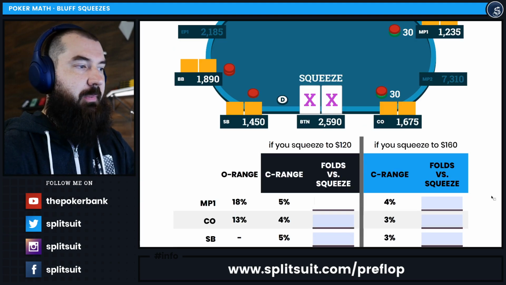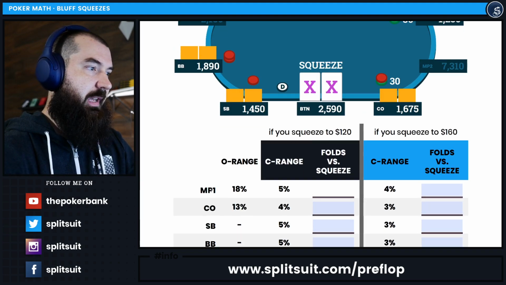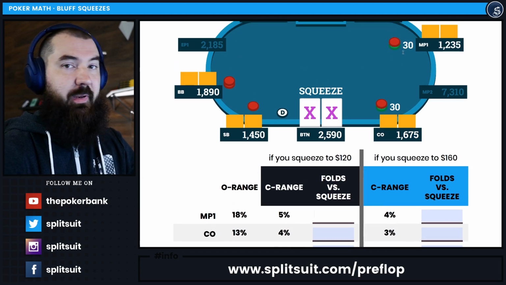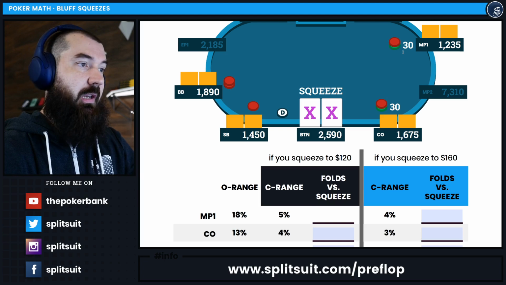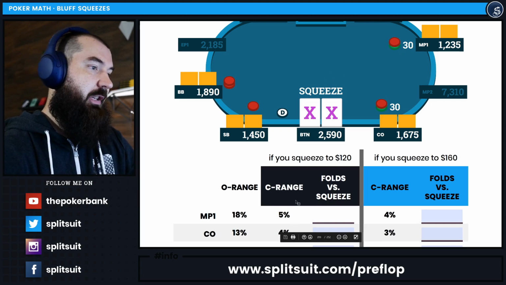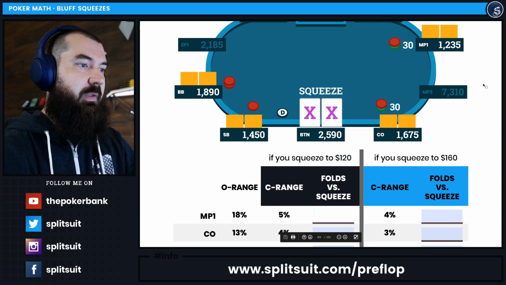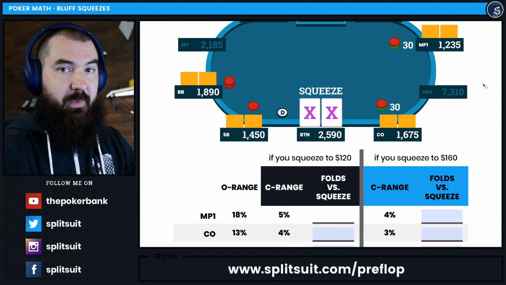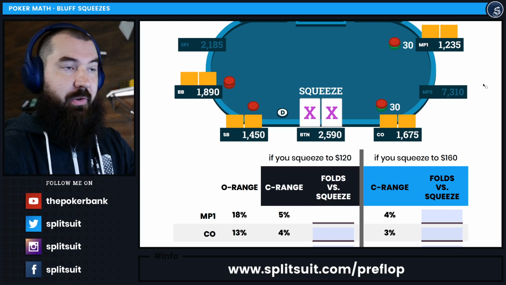All right, so let's start by going through this one together. We'll start with middle position 1. Again, 18% open range means they open raised 18% of hands. It's just the assumption we're making in this example. And they're going to have a continuance range of 5%. So essentially what we're saying is, what do they open? What will they continue with? And then we're assuming that everything in between those two numbers is what they're going to fold.